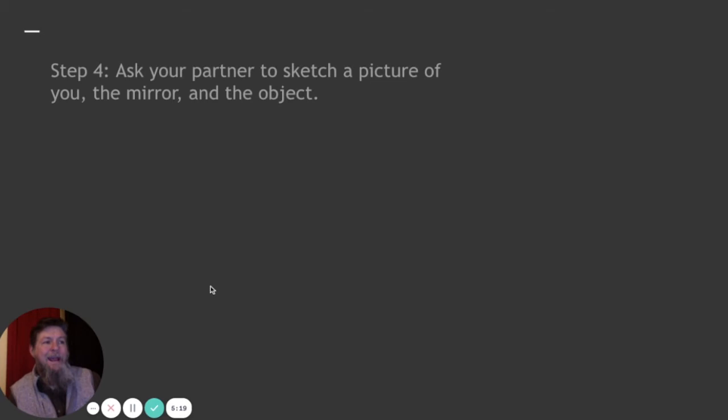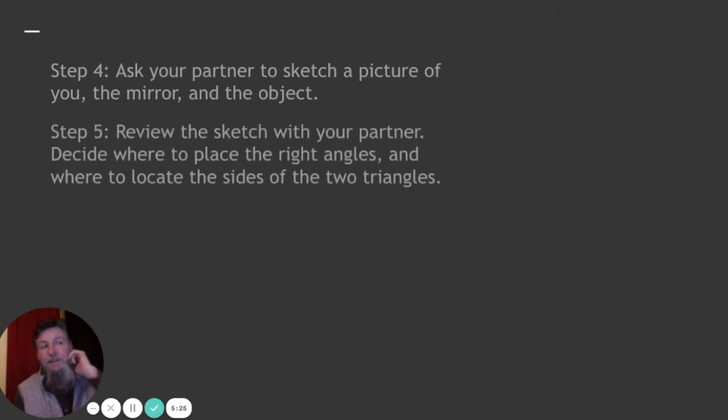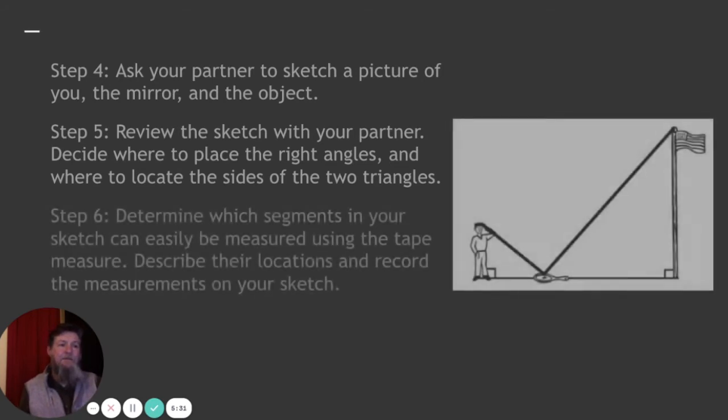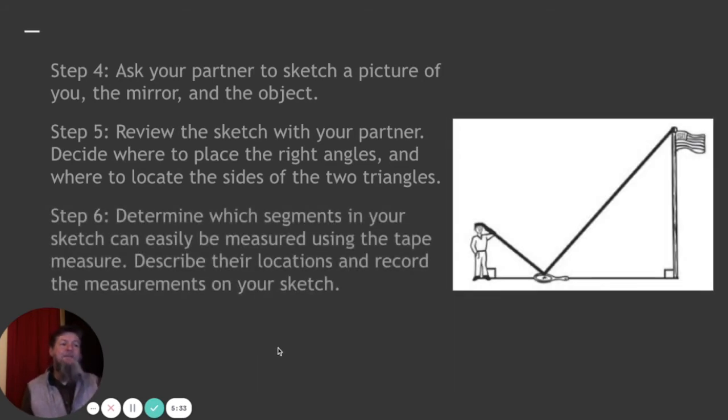Step 4, ask your partner to sketch a picture of you, the mirror, and the object. Review the sketch with your partner to decide where to place the right angles and where to locate the sides of the two triangles. Finally, determine which segments in your sketch can easily be measured using a tape measure. Describe the locations and record the measurements on your sketch.